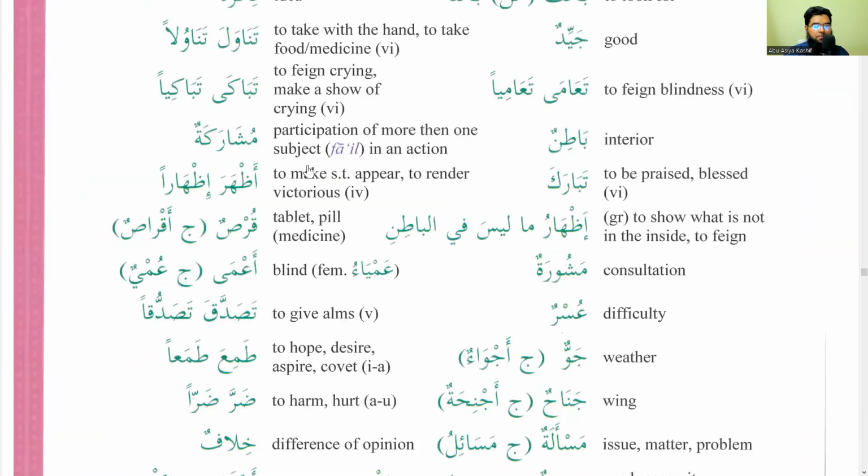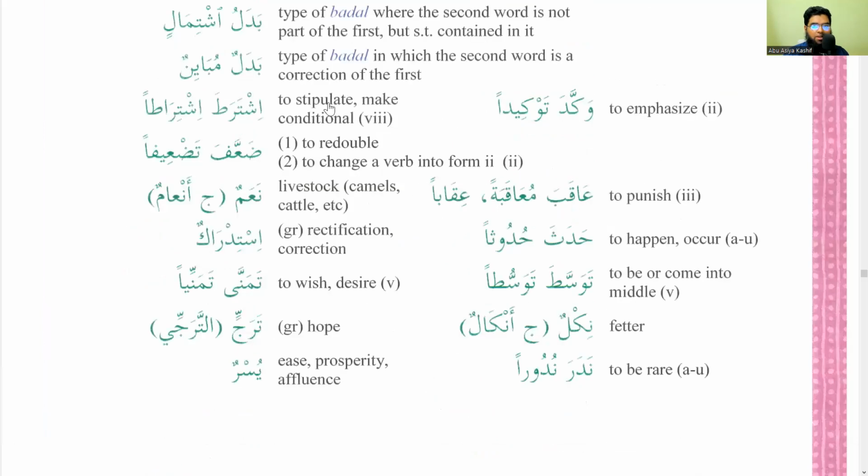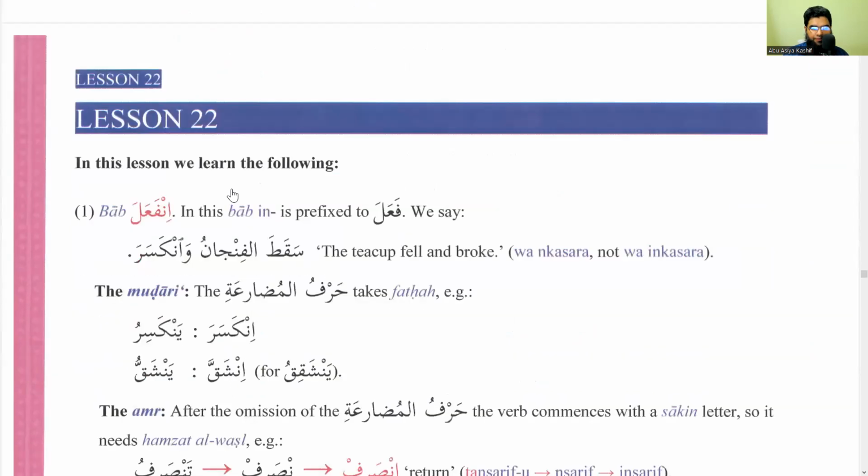And this is the vocab. We have one more lesson to read. This was all about lesson 21. Inshallah, lesson 22. This is a short lesson, inshallah. One lesson long, one lesson short. We learn form 7 here. Let's finish this. Saqat al finjadu wan kasara.